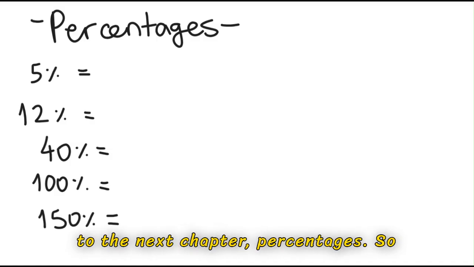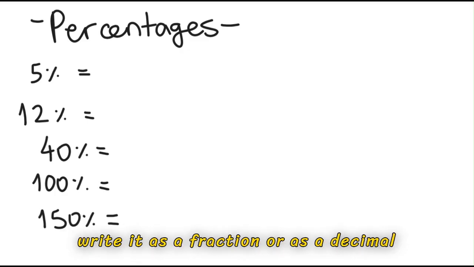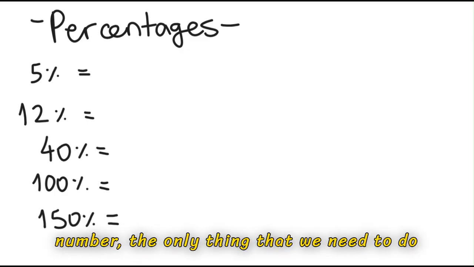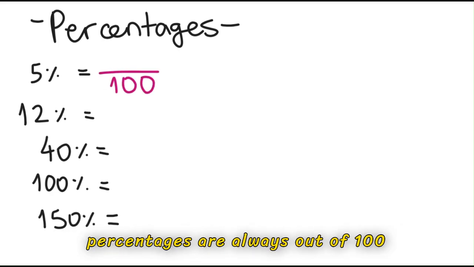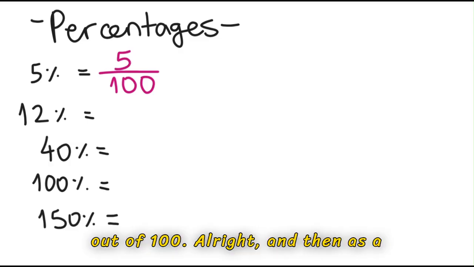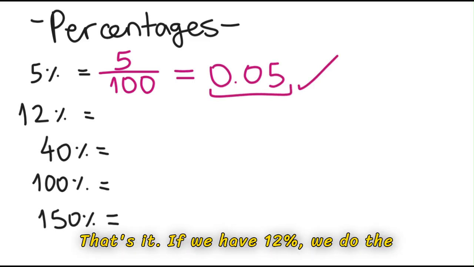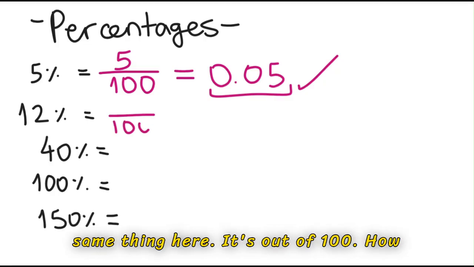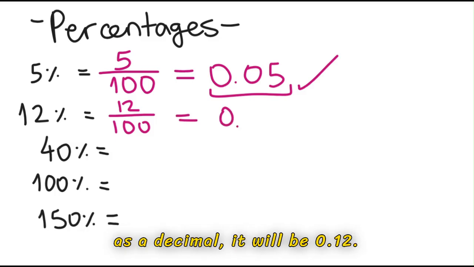Alright, then we move on to the next chapter, percentages. So basically, if we have 5% and we want to write it as a fraction or as a decimal number, the only thing that we need to do is make it out of 100, because percentages are always out of 100. So 5% is 5 out of 100. Alright, and then as a decimal number, it will be 0.05. That's it. If we have 12%, we do the same thing here. It's out of 100. How much out of 100? It's 12. And then as a decimal, it will be 0.12.